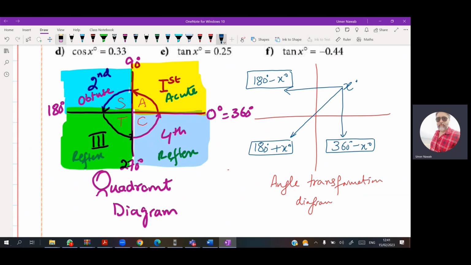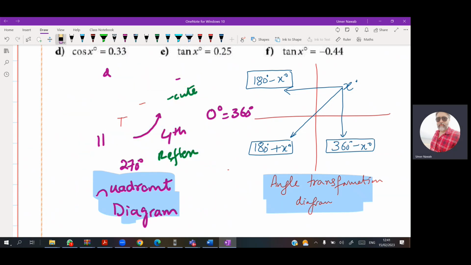So let's start. So you understand the quadrant diagram and the angle transformation diagram. Let me erase everything.